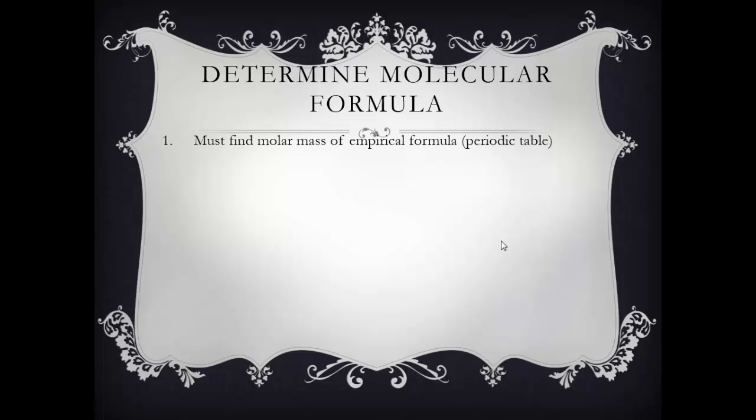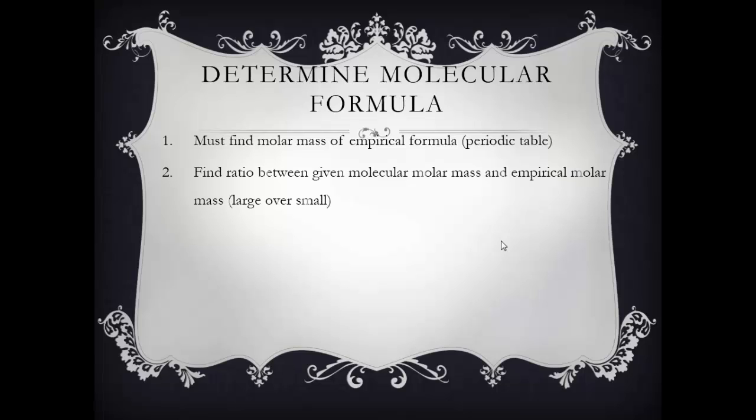So here's a quick review again. Find the molar mass of your empirical from the periodic table. Find the ratio between the molecular and the empirical, large over small, so always molecular over empirical. Sometimes the molecular is the same as the empirical.